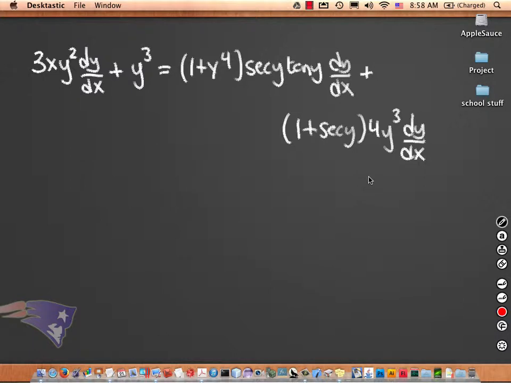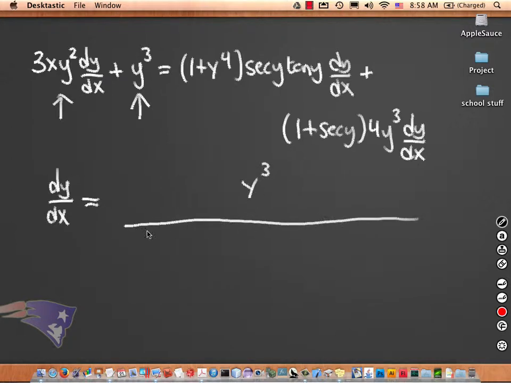Okay? Well, the only thing to do to solve for dy dx here is to get all of your dy dx's on one side and all of your non-dy dx's on the other side, and this is the only term that's not dy dx right here. So what I'm going to do, McKenna, is subtract this to the other side and then divide by everything. So that means that dy dx is equal to, get ready, y cubed all divided by 1 plus y to the 4th power secant y.